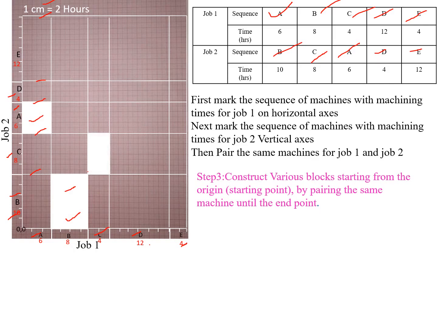Next, machine D for job 1 and job 2. In this area we have to shade it. And finally, machine E for job 1 and job 2. This area also we have to shade.